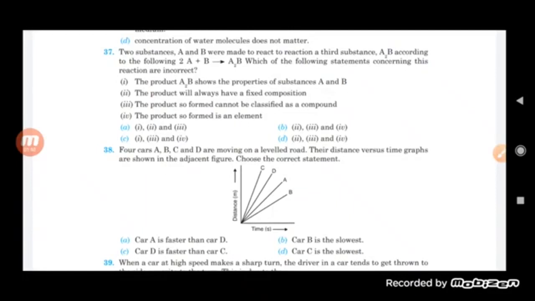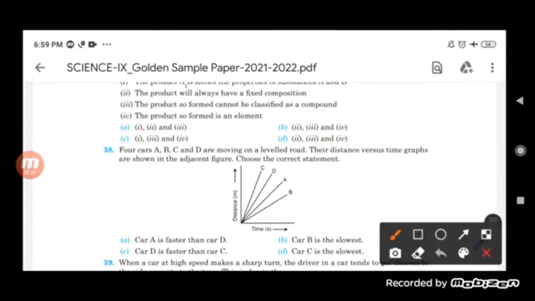Then the third one is the product so formed cannot be classified as a compound. That is a wrong one because we know it is a compound. Now the last one is the product so formed is an element. So this is a wrong option. So the first one is incorrect, and the third one and the fourth one are also incorrect. So we will say it is option C which is the correct option for the given question.